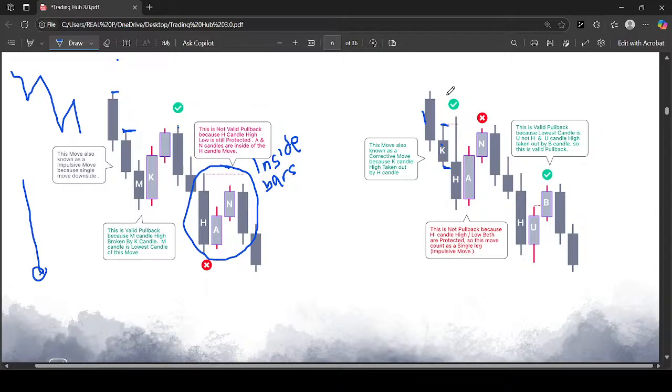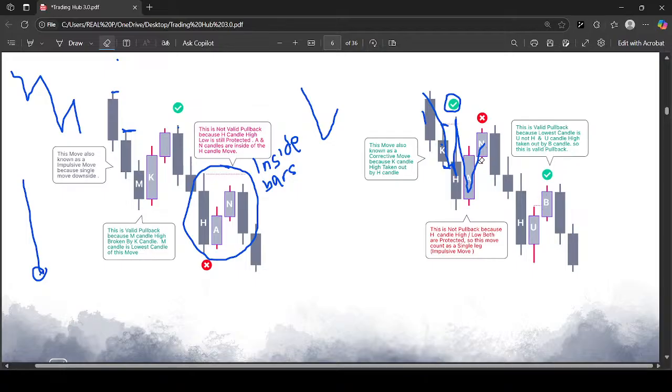So what do we have here? We have a valid pullback. Reason being that what? The high of this candle K has been taken. So if we are to draw this on line charts, we'll have something like this: lower low, lower high, right? So this will be our lower low, lower high, right? Then we can have another lower low again. This is a lower high, is it? No. So let's see why this is not a lower high.